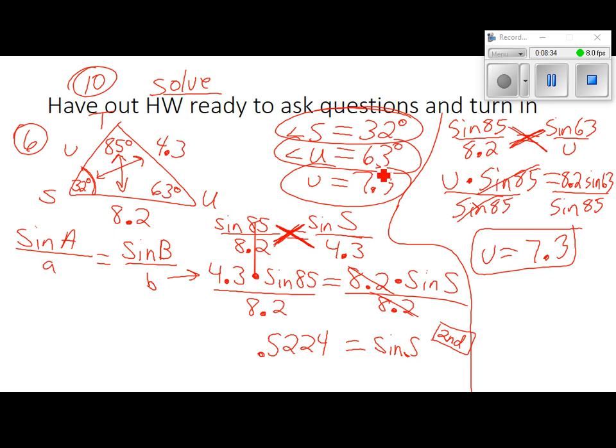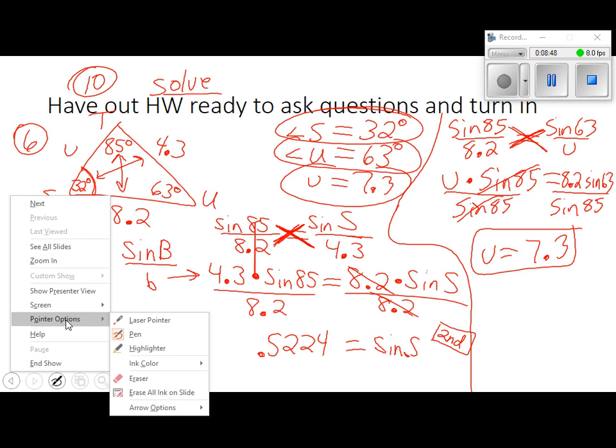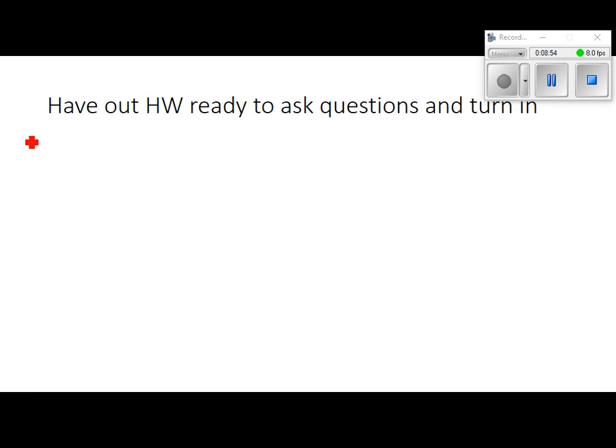Next question. No. We do 2? Again, remember, I don't want to see the worksheet again. Everything has to be on a separate sheet of paper. Number 2.